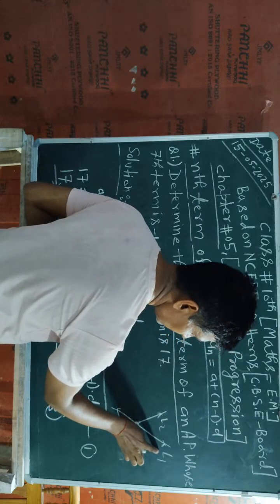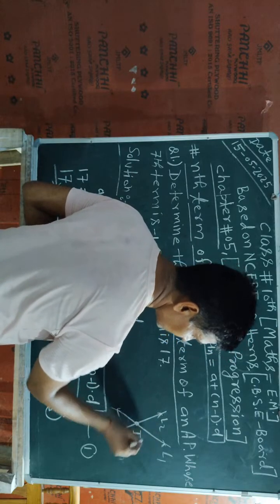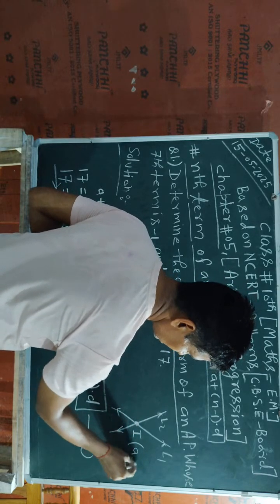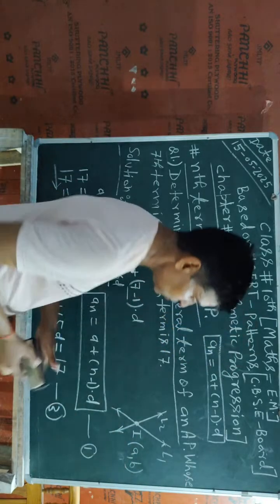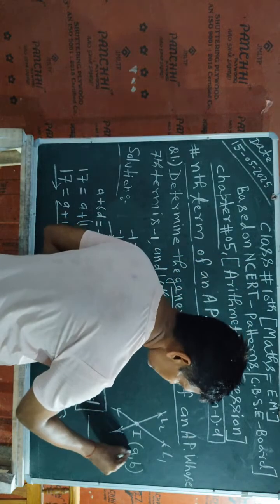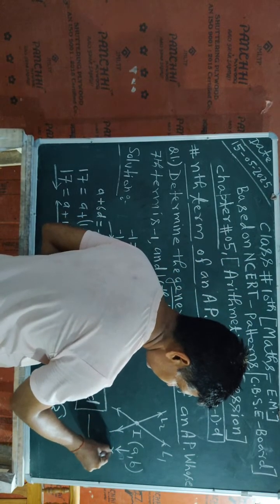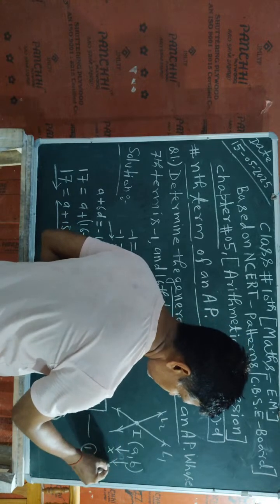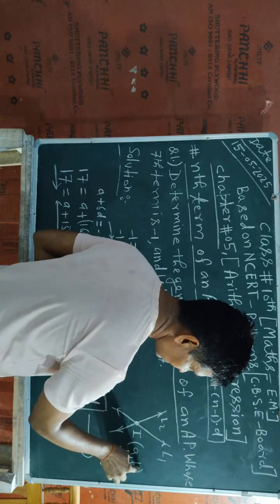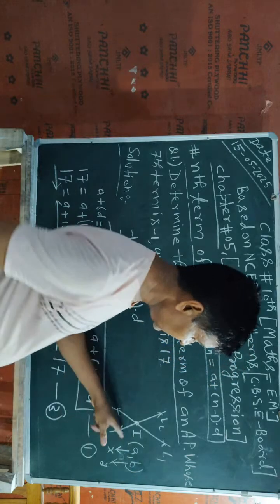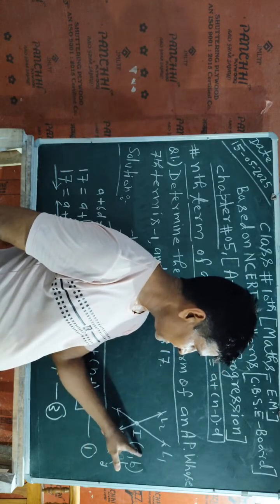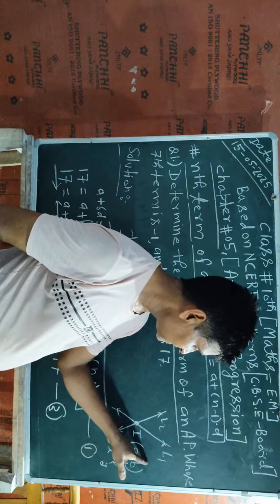It means that line L1 and line L2 both have different slopes. Therefore, I will get the point of intersection. That point of intersection will be (a, b). Any point can be written in the form (x, y). So here, in the place of x, I have written a, and in the place of y, I have written b.